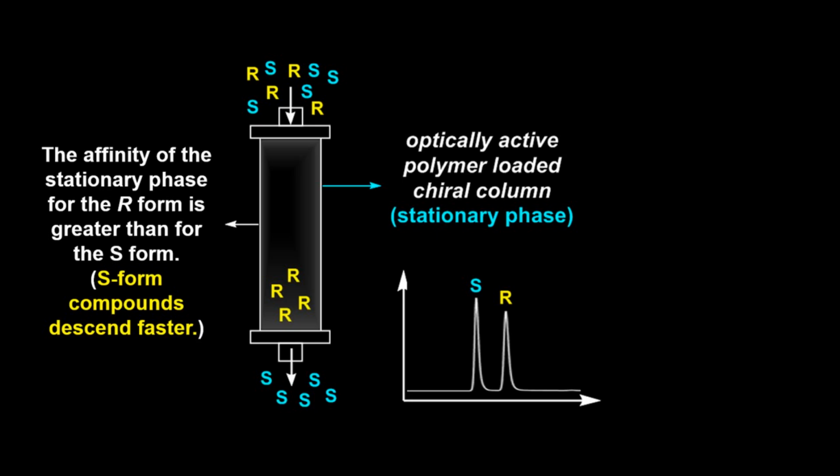Let's take a closer look at an example. Here, the R form interacts more strongly with the stationary phase, so it spends more time in the column before coming out. Meanwhile, the S form has weaker interactions, so it exits the column first. By comparing the retention times, we can isolate enantiomerically pure compounds, which is super useful for research and pharmaceutical applications.